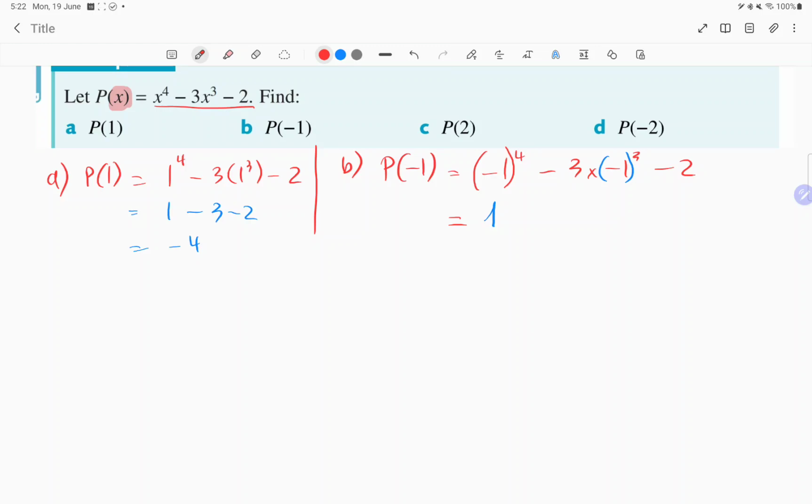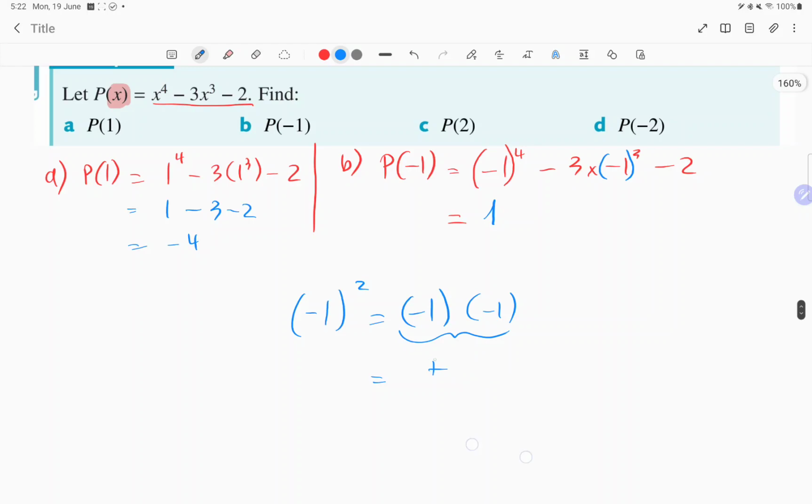Okay, all right. So if you have a negative number, let's say negative 1, everything power 2. This is negative 1 times negative 1. When you times two negative numbers, what would the result be? Positive or negative? Positive, that's right. The answer will be positive 1.